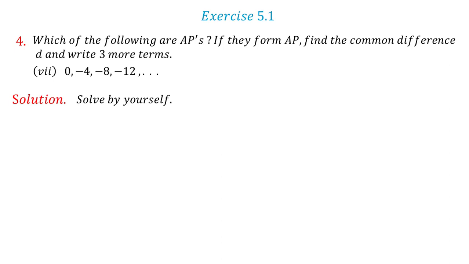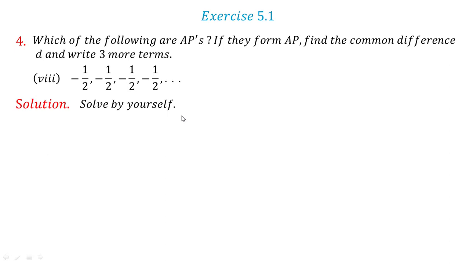Here if you see, the common difference is going to be the same. It is going to be minus 4. So this is an AP. So the next three terms you will find will be minus 16, then minus 20, then minus 24. Okay, here if you see all the terms are the same, so the common difference is 0. Common difference means the difference between consecutive terms is 0. So we will say that this is the common difference, and the next three terms will be minus 1 by 2, minus 1 by 2 and minus 1 by 2.